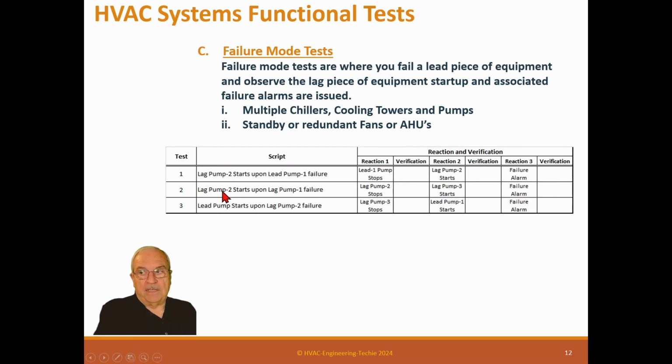And then the same thing is lag pump 2 starts upon lag pump 1 failure. And you just walk through the system and fail the first pump, make sure the second one comes on, fail the second one, make sure the third one comes on, and then make sure it goes back. Then you fail the last one and unfail basically the first one, and then refail the last one and make sure it rotates back. And that's just failure modes. You're just making sure it's failure modes. And if your sequence has timers in it, then you verify those timers the same way.